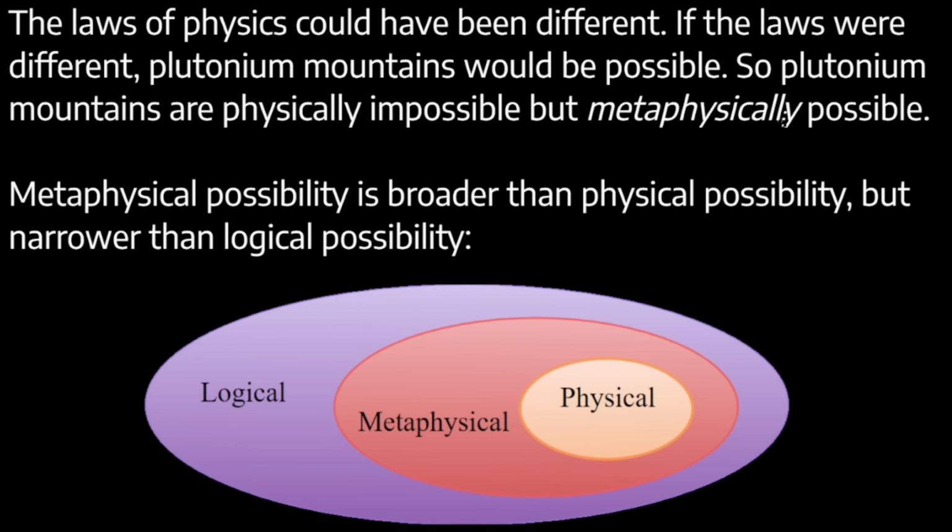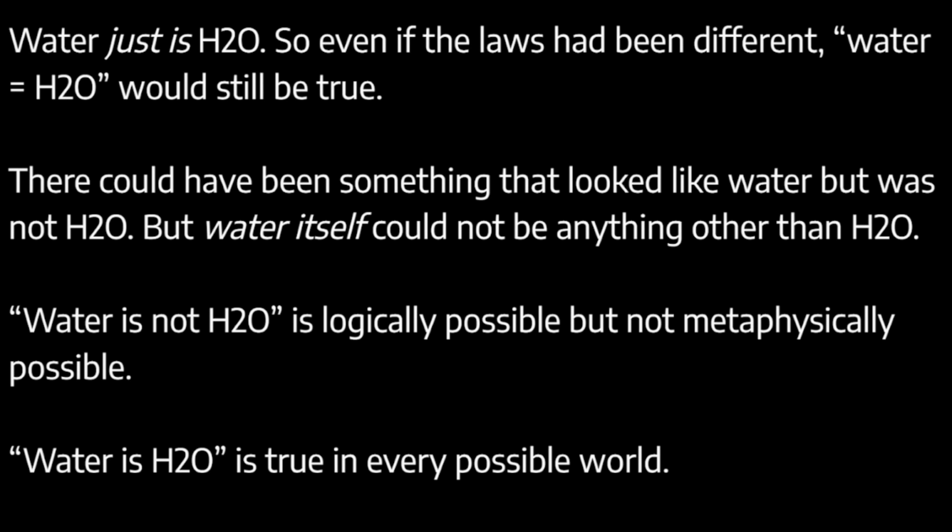Take, for instance, the identity claim that water is H2O. We'll take it that this is true. Water just is H2O. Now, clearly there's no logical contradiction in the statement water is not H2O, at least not in virtue of the form of the statement alone. So this is logically possible. It's logically possible that water is not H2O.